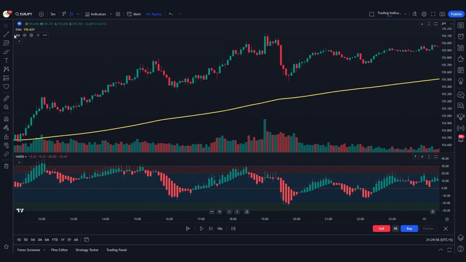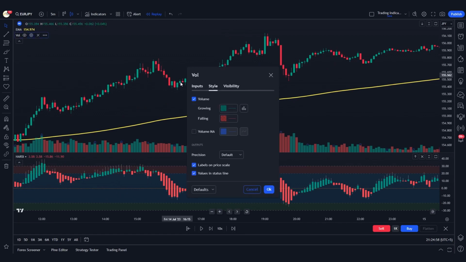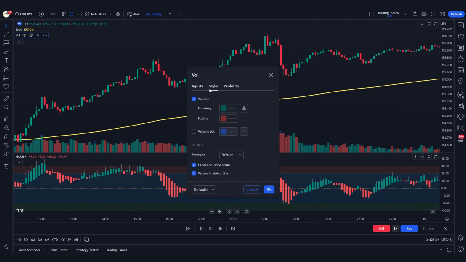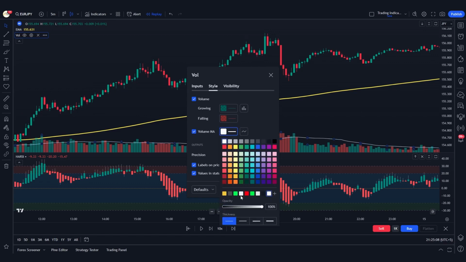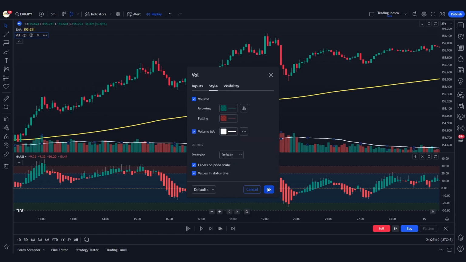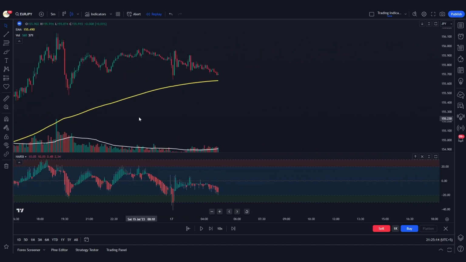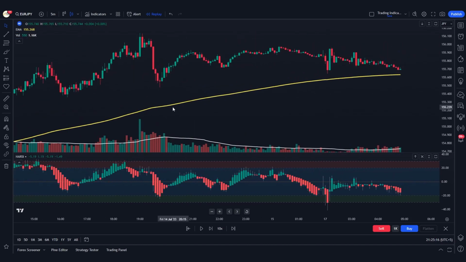And now let's go towards the settings of this volume indicator, and inside here we're going to change this moving average length from 20 to 30, and also we're going to go towards the style and turn on this volume line, and we can change its color to white and also increase its thickness so that we can see it a little bit better. Now we can go ahead and start looking for our long and short entries.